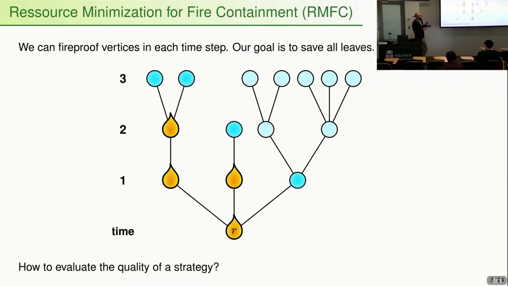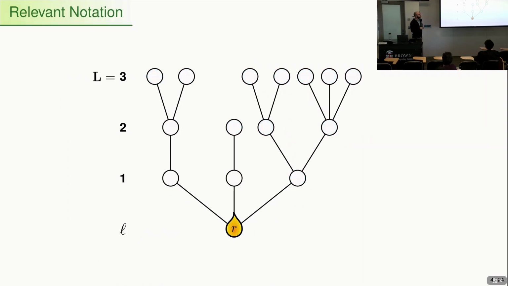Here we now have some strategy for how we protect all the vertices that we want to protect from the fire, but how do we evaluate the quality of the solution? In the first and second time step, we fireproofed 1 vertex, but in the third time step, we fireproofed 2 of them. So the solution would need 2 firefighters to realize this. And this is the number that we want to minimize.